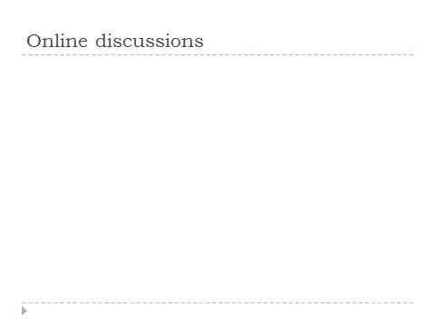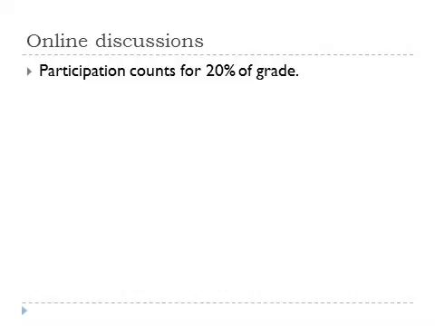Now let's talk about the online discussion. Your participation in online discussion counts for 20% of your grade. All other things being equal, if you receive no discussion points, your grade is reduced by 2 full letter grades. For example, if your overall grade for the exams and quizzes is an A, and you receive no points for participation in online discussions, then your course grade will be a C.